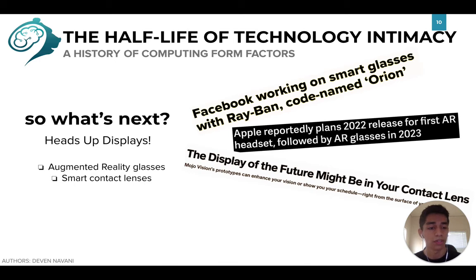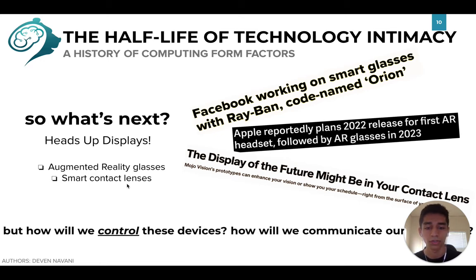However, we haven't tied this yet into what this means for neurotechnology. So we've seen technology become more intimate. However, we need to ask, what does this mean for how we control devices? Right, so how we control these heads-up displays, how will we communicate our intentions with these devices? We can't swipe, we can't tap, we can't pinch anymore. That's a result of the technology becoming more intimate.